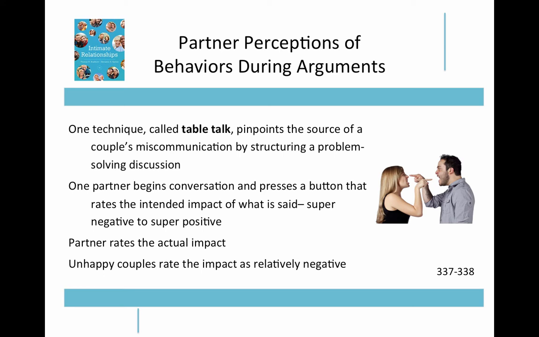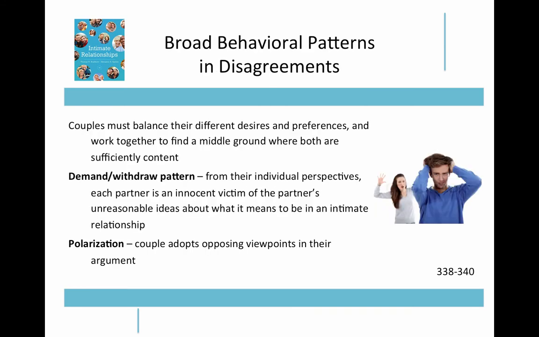Now, I couldn't imagine an actual couple ever using this in their arguments, but one partner begins the conversation and presses a button that rates the intended impact of what is said. So it goes from super negative to super positive. And then their partner rates the actual impact, how they feel about it, also from super negative to super positive. Unhappy couples rate the impact as relatively negative, and they're much more sensitive to things that they perceive as being negative.